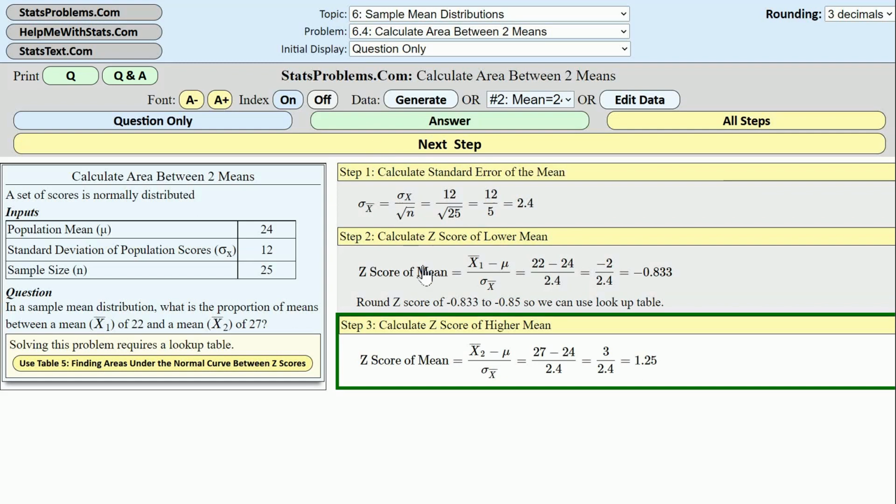In Step 3, we calculate the z-score of the higher mean. The z-score equals x bar 2 minus the population mean, mu, divided by the standard error of the mean, sigma sub x bar. In this example, the z-score equals 27 minus 24, divided by 2.4, which works out to 3 divided by 2.4, which works out to 1.25.